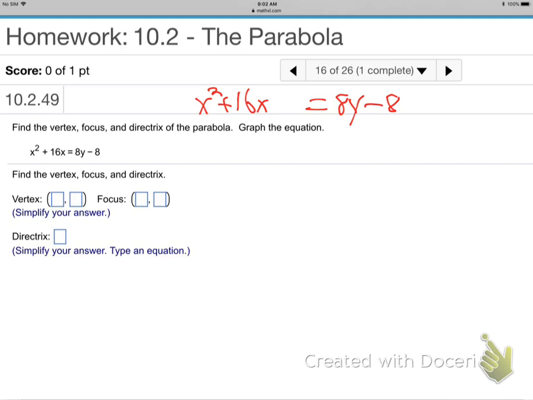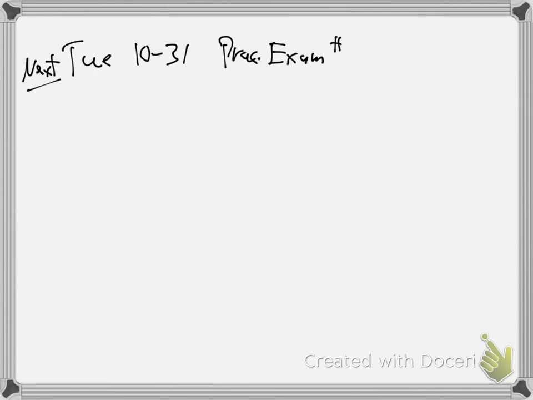So basically, let me write it right here. Next Tuesday, Halloween, the 31st, we'll have the practice exam, practice exam number 3. And then 2 days later, Thursday, November 2nd, we will have exam number 3. There it is. It's going to be on Halloween. Scary. No. But anyway, there we go.